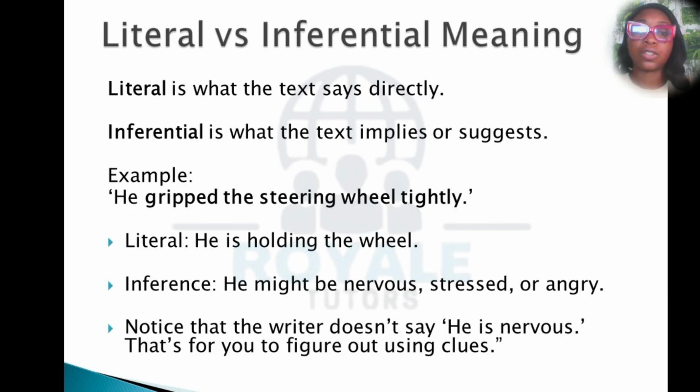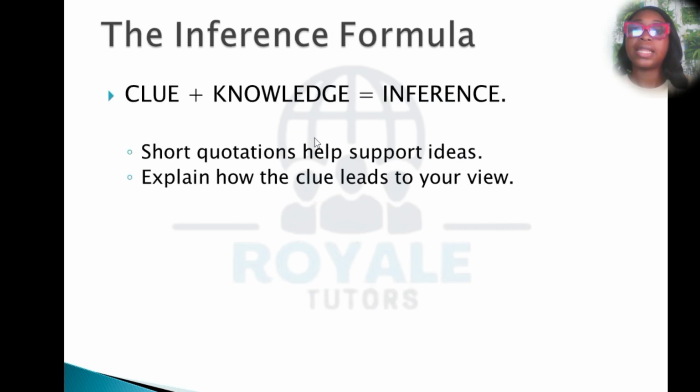All right, so we'll move on to the next one. The inference formula. For you to be able to infer successfully, for you to be able to use the skill inference, this is what you need to know: the clue and then the knowledge. You have to put into consideration the clues you can find in the text, and then the knowledge, which is what you can deduce from the clues, and then you'll be able to get your inference.